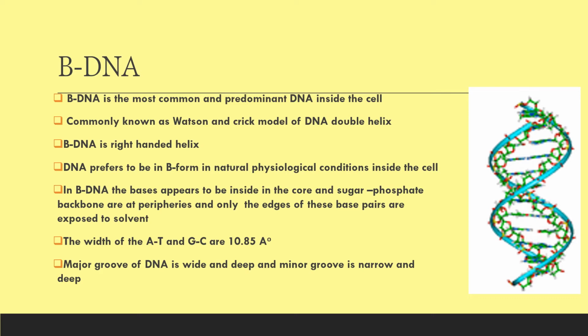In bDNA, the bases appear to be inside the core and the sugar phosphate backbones are at the periphery, and only the edges of these base pairs are exposed to the solvent. The width of the AT and GC base pairs is 10.85 angstrom. The major groove of DNA is wide and deep, and the minor groove is narrow and deep. Okay, so let's discuss zDNA.